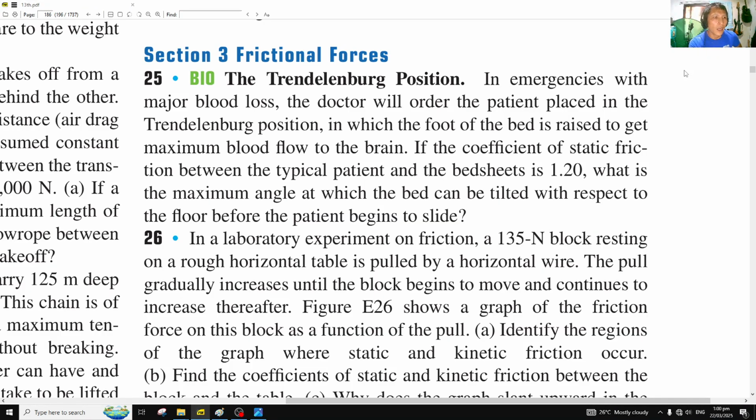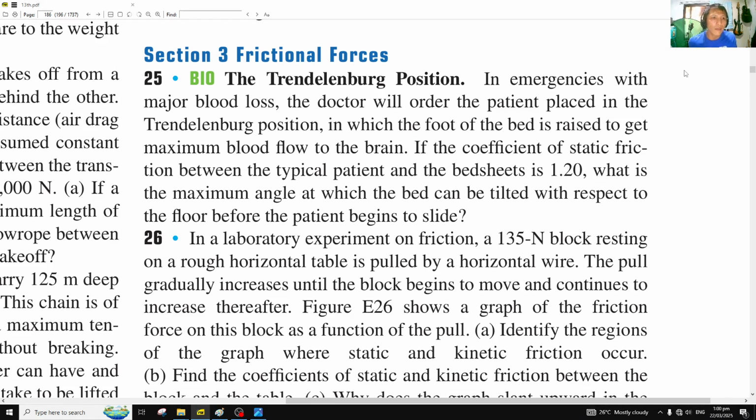Okay, guys, next problem. Problem 25, the Trendelenburg position. You have an emergency with major blood loss. The doctor will order the patient placed in the Trendelenburg position, in which the foot of the bed is raised to get the maximum blood flow.